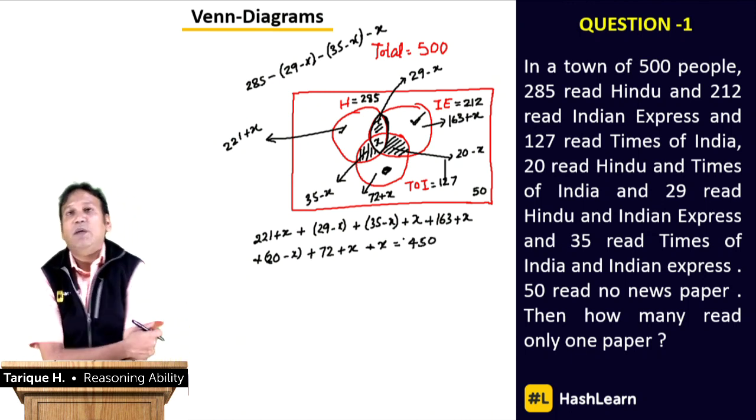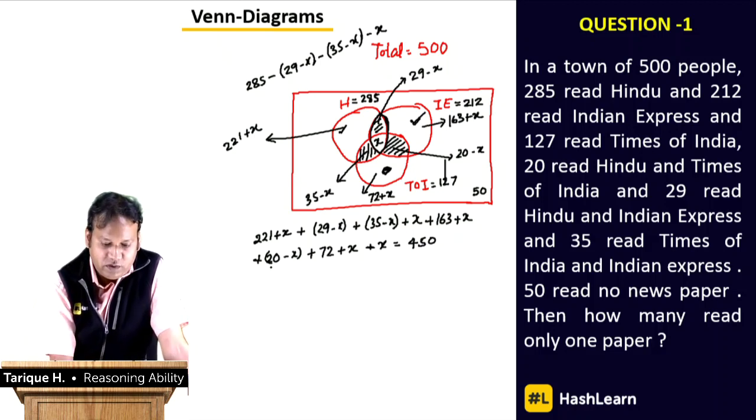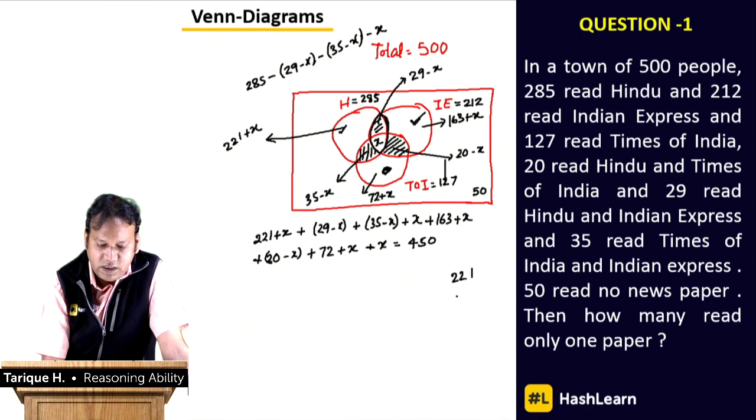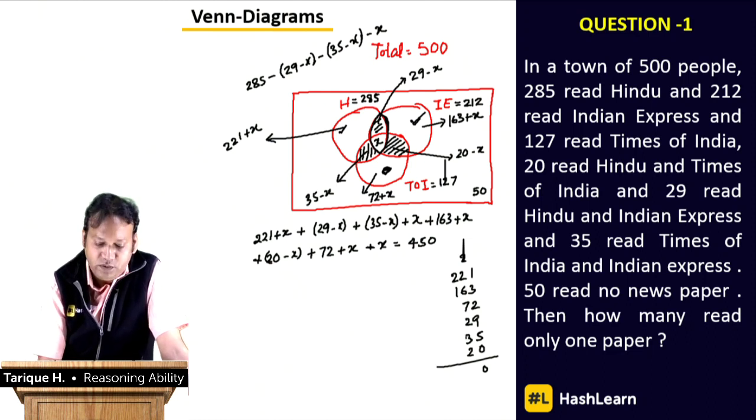And once we solve this entire equation, we get the value of x, and from that we can find out all the values. Okay, so let's first of all just add up all the values that we can see here in plus. So 221, then we have 163, then we have 72, then we have 29, then we have 35, then we have 20. Let's add up all of these numbers and check how much that is. We are getting 540.